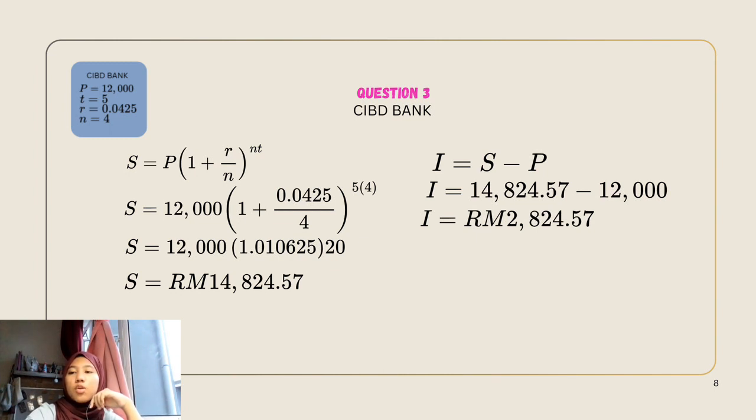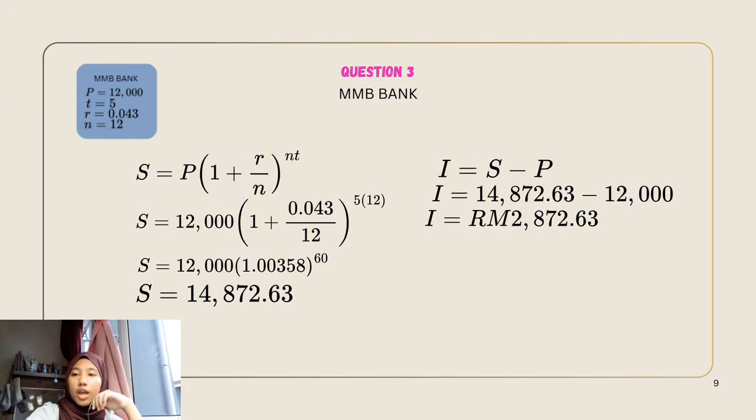For the interest, we take the S we got previously. The S is 14,824.57 minus 12,000, and we get I for CIBD Bank as 2,824.57 Malaysian ringgit. Okay, so now let's move on to MMB Bank.